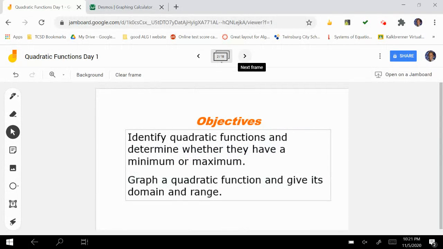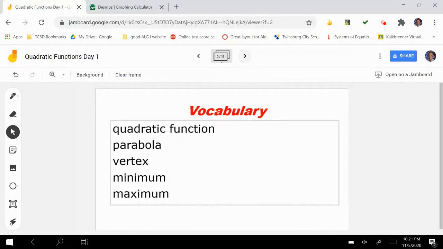Here we go. All right, the objective: identify quadratic functions and determine whether they have a maximum or a minimum, and graph quadratic functions and give its domain and range. Vocabulary: quadratic function, parabola, vertex, minimum, maximum, and we're going to see a few other words too. However, these are going to be the heavy hitters for today.